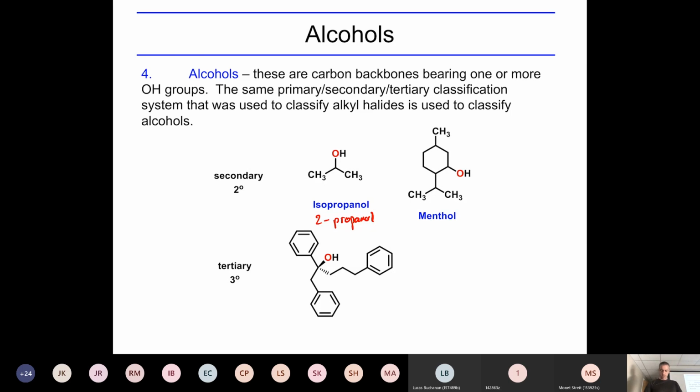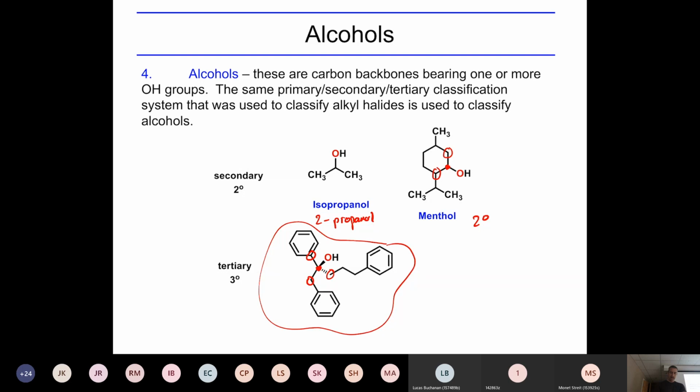Menthol is a nice big organic molecule. It is a secondary alcohol because if you look at the carbon with the OH, there are 2 other carbons attached. So we call it secondary. And then this is just some big, weird, random structure I drew. That's a tertiary alcohol because the carbon with the OH has 1, 2, 3 other carbons attached.